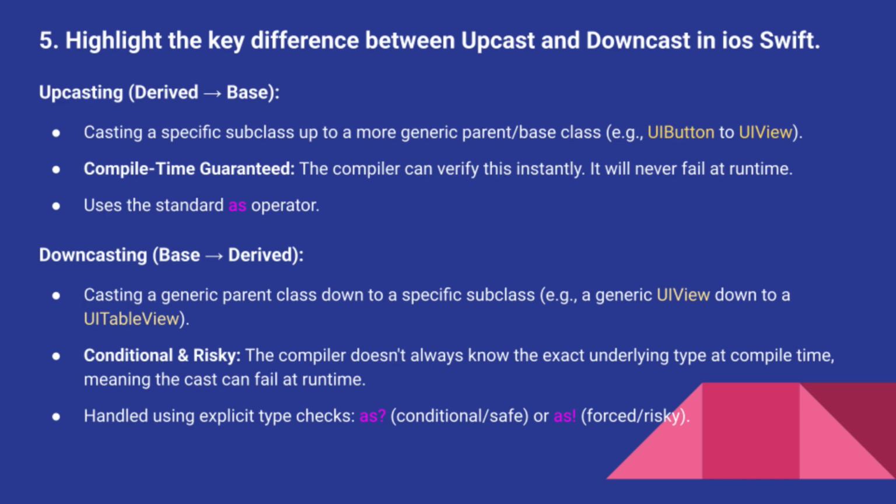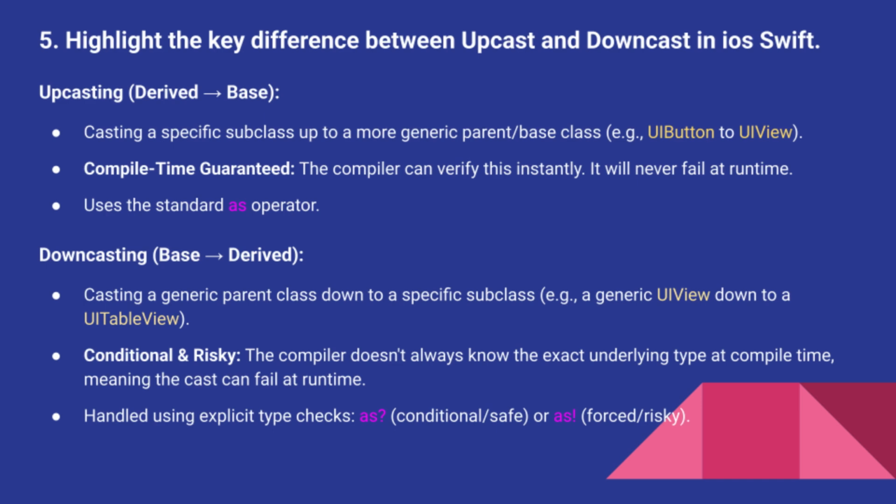For example, treating a UIButton simply as a generic UIView. Because a button is structurally a view, the compiler can verify this relationship instantly at compile time. Therefore, upcasting using the standard as keyword is completely guaranteed and will never fail at runtime. Downcasting, on the other hand, goes in the opposite direction. You are moving down the hierarchy, taking a generic base class object and trying to cast it into a specific subclass. An interviewer loves examples, so you can explain it like this.